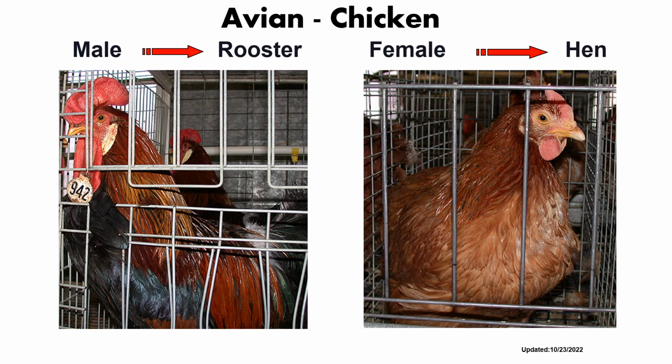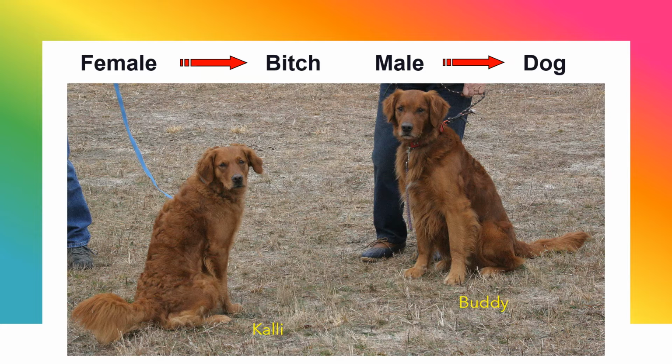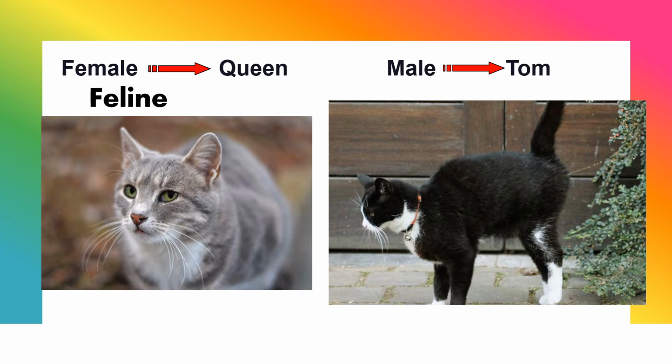For chickens or avian, of course, we have the rooster and the hen. A male dog is called a dog. If he's used for breeding purposes, he is called a stud, or when referring to his puppies, he is called a sire. A female dog used for breeding is called a dam, D-A-M, or a bitch. For cats or feline, a female is a queen, and a male is a tom.